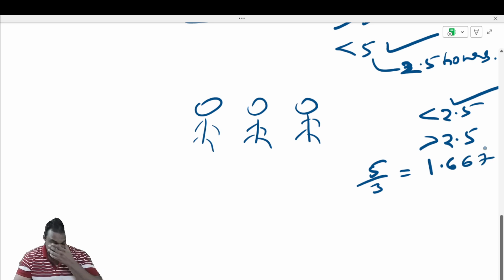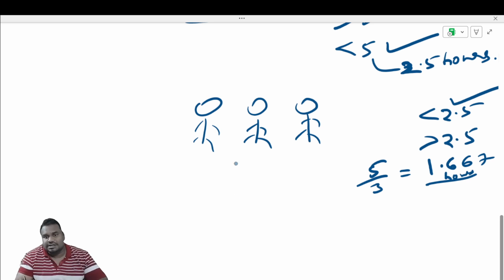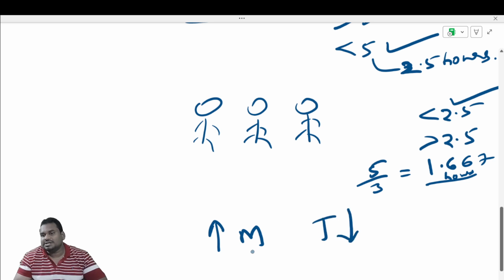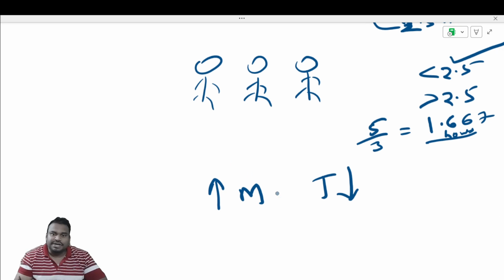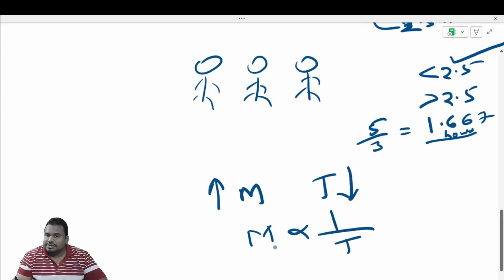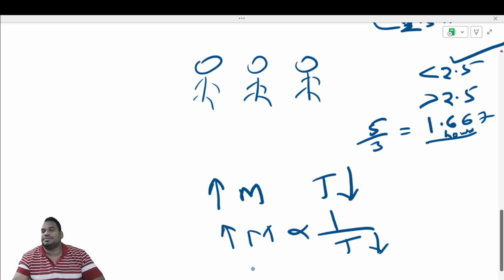1.667. Okay, in this much amount of time they can finish the work. So what did you understand here? If men are increasing, time is decreasing. Do you agree with this? If men are increasing, time is decreasing. It means inversely proportional or directly proportional. Time and men are inversely proportional.